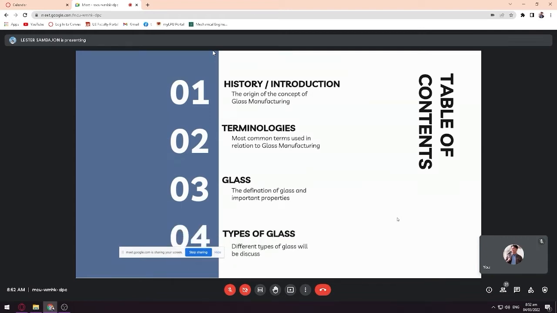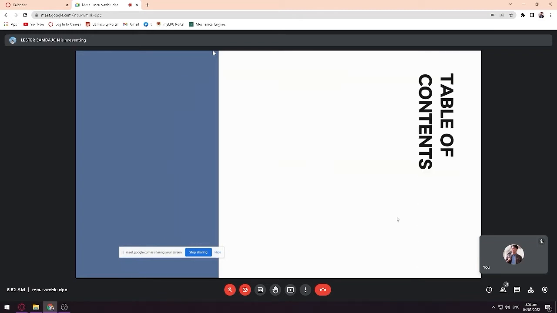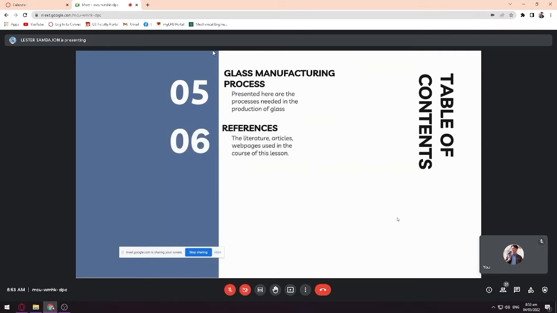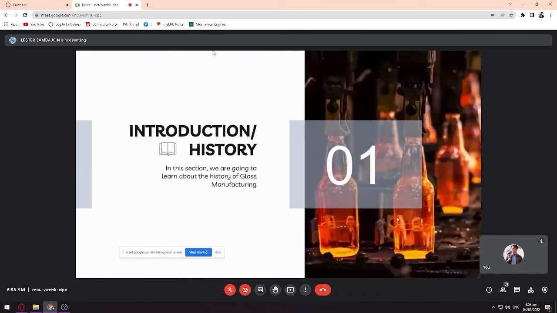Number four would be the types of glass. Different types of glass will be discussed. Number five on the table of contents would be glass manufacturing. Here will be presented the processes needed in the production of glass. And number six would be the references, where the literature, articles, and web pages that are used in this lesson will be presented. So let's go on first to the introduction and history of glass manufacturing. Now in this section, we are going to learn about the history of glass manufacturing.